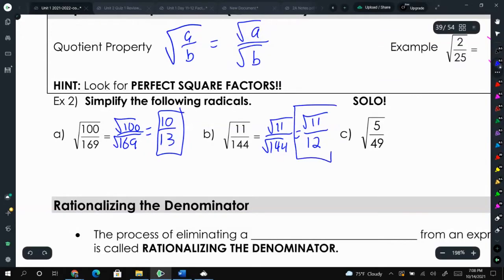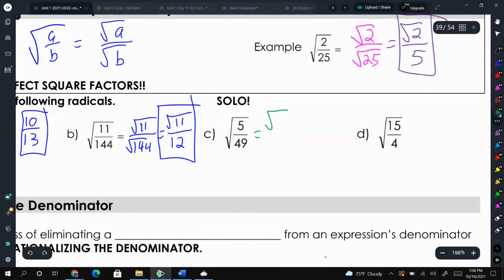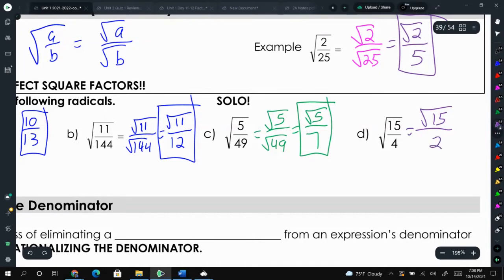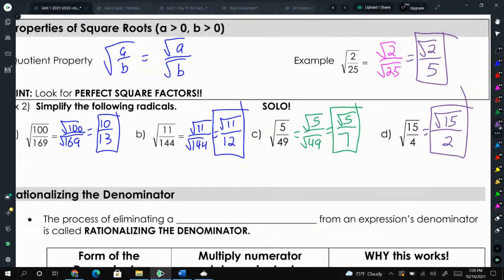Over here, we're going to have the square root of 5 over the square root of 49. The square root of 49 is 7. That's simplified, and we're done. This one, the square root of 15 over the square root of 4, which is 2. We can't simplify the square root of 15 into any perfect square factors, so we are done. So you see that if the denominator is a perfect square, it's really easy to deal with, and we can get the problem solved quicker.